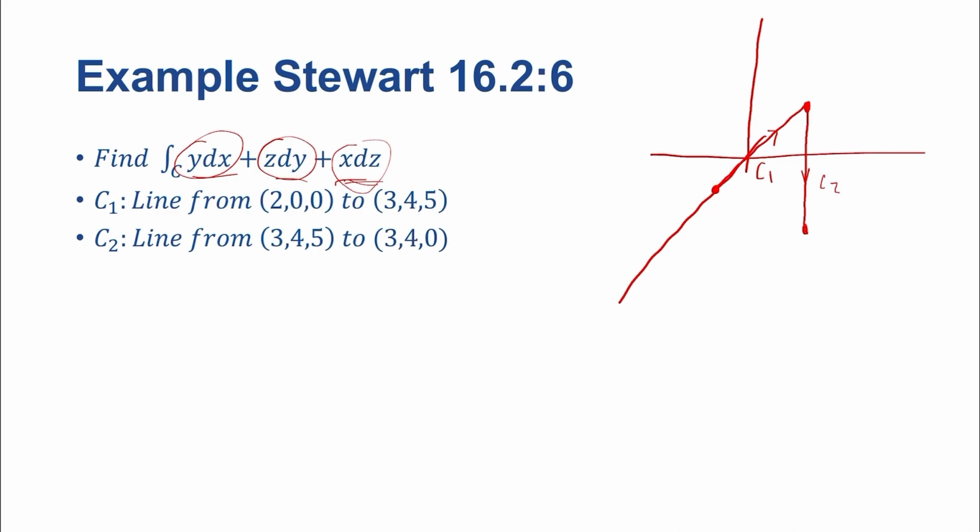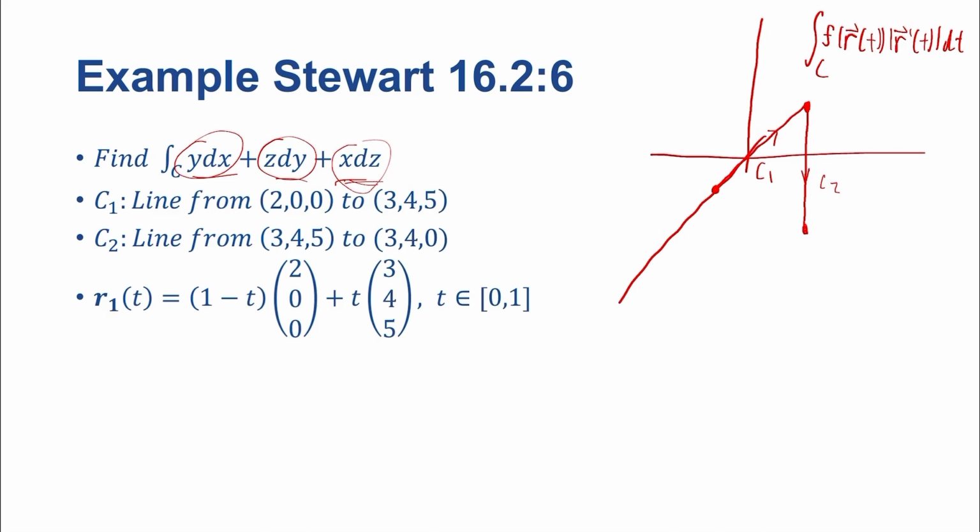And now we can come up with vector equations for these. We're going to use the vector for this. So we go over C of f of r of t, magnitude r prime of t dt. Let's try this. So the first one, we're starting with the vector 2, 0, 0. It's an ordered set. We multiply that by 1 minus t. Then we add t times 3, 4, 5. t will be between 0 and 1.